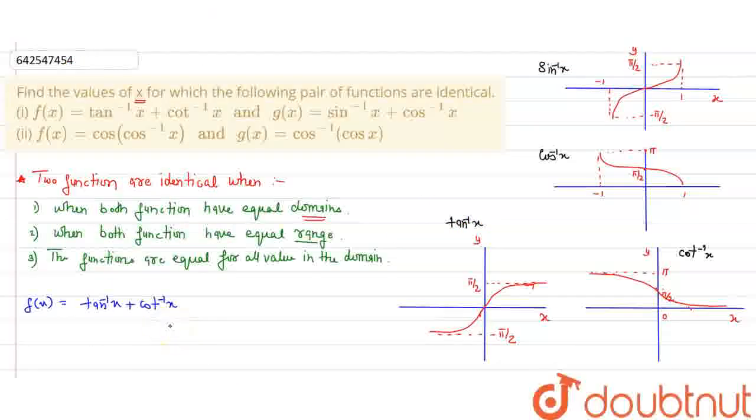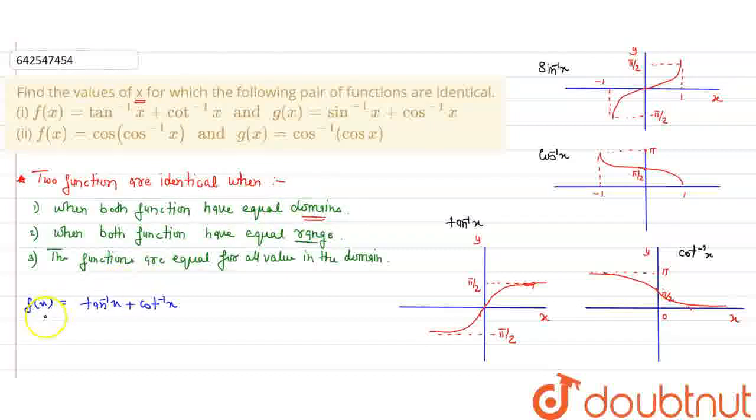So here we have a question. Find the value of x for which the following pair are identical. Identical functions are two functions that have equal domain, equal range, and are equal for all values in the domain, right? And we have to find the value of x. That means we have to find the value of the domain here, right?